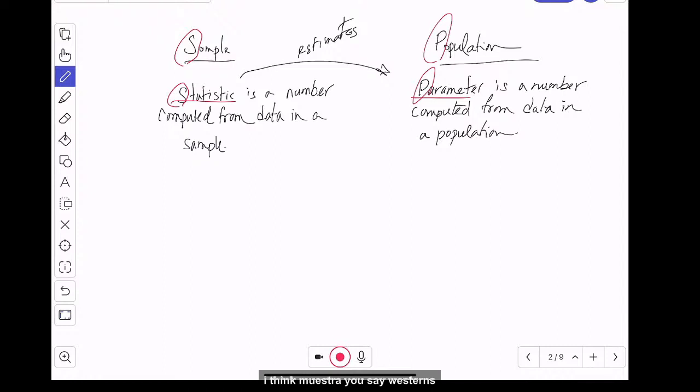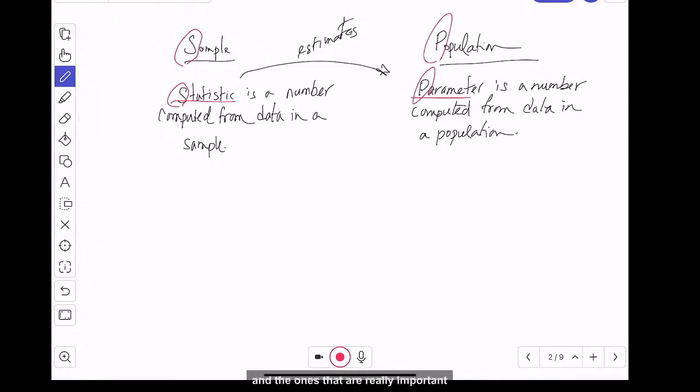I think you say muestra in Spanish, and otherwise, I think you still say población. Parameter is probably something like parámetro, and a statistic is estadística.